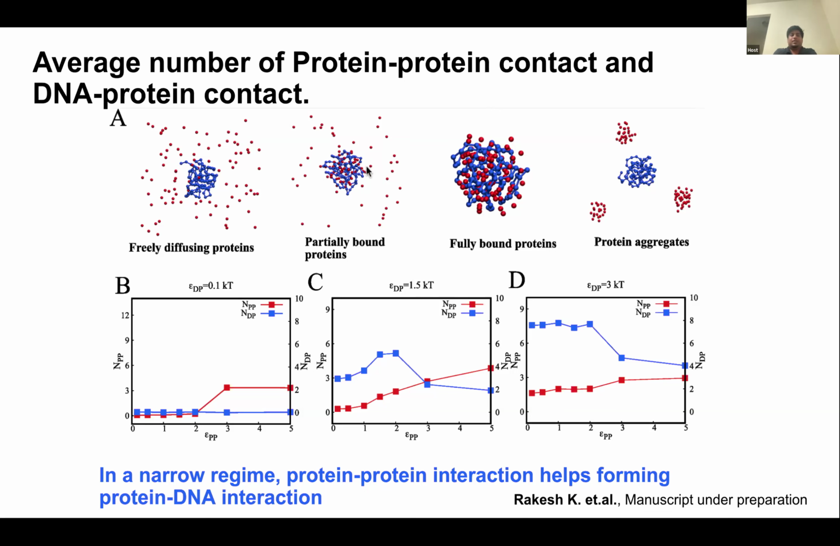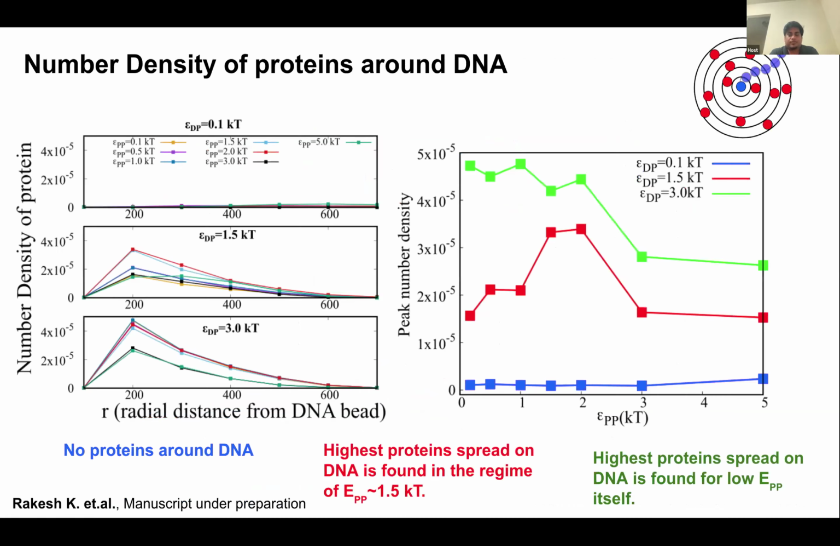So the takeaway from this slide is that the average value of epsilon DP and epsilon PP is about 1.5 kT, where the fully phase-separated cluster of protein and DNA is observed, which helps in the formation of protein-DNA interaction. So what we did next is we wanted to see how these proteins are spread across the cluster.